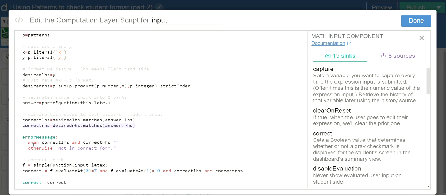Then my error message will look the same as before, except this time I need two things to be checked: a correct left-hand side and a correct right-hand side. When both of those occur, nothing shows up in the error message. No warning triangle, and the submit button is available to be used. But if both of those don't show up, the student gets this message right here, and the submit button is disabled. Lastly, I have a correct check down here, similar to what I had in the previous video, but I want you to look at this part. Now I have two parts to have correct: a correct left-hand side of the equation as well as a correct right-hand side of the equation.